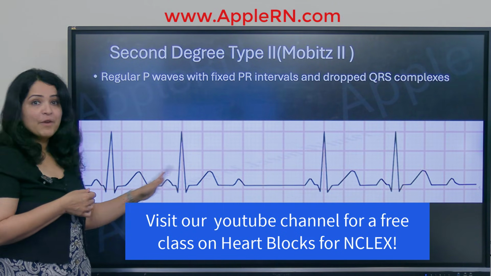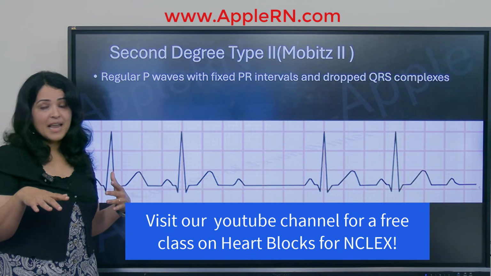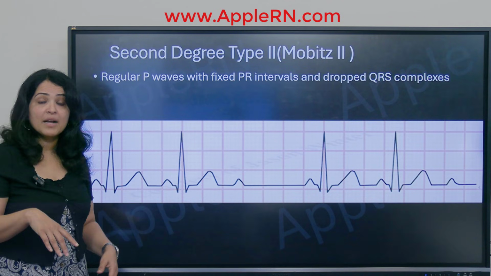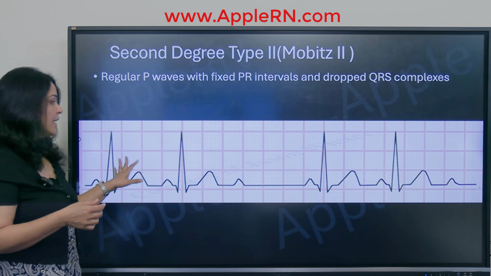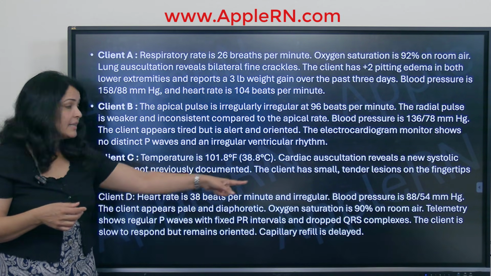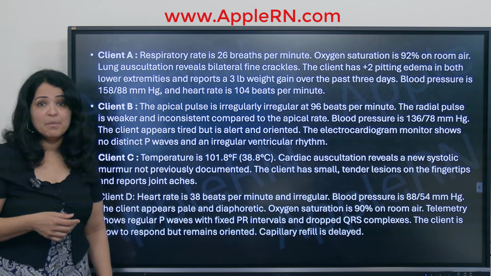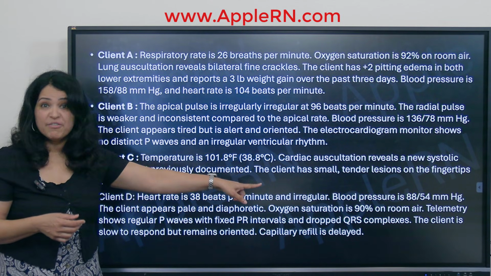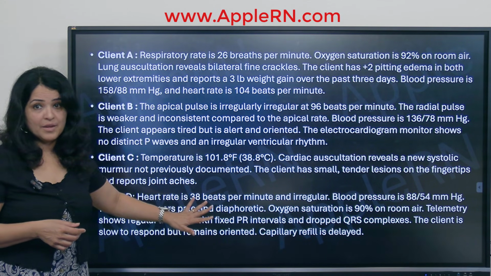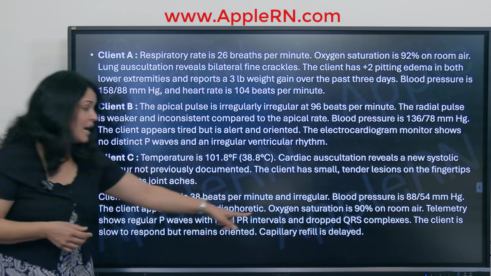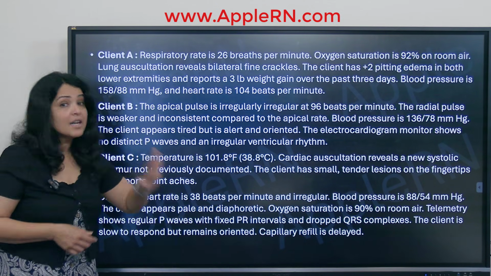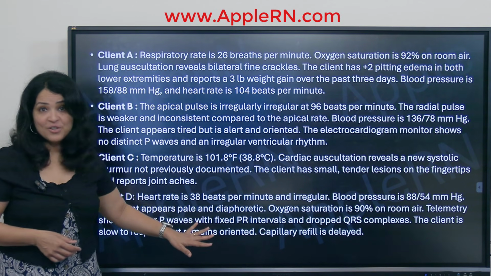There are regular P waves, PR intervals are the same, but there is a dropped QRS. And because of that dropped QRS, their heart rate is so low, right? It was 38, and he is not hemodynamically stable. He's 88 by 54, severe hypotension, symptomatic, right? This is really bad. And capillary refill is delayed. This is decreased cardiac output, conduction delay, not good.